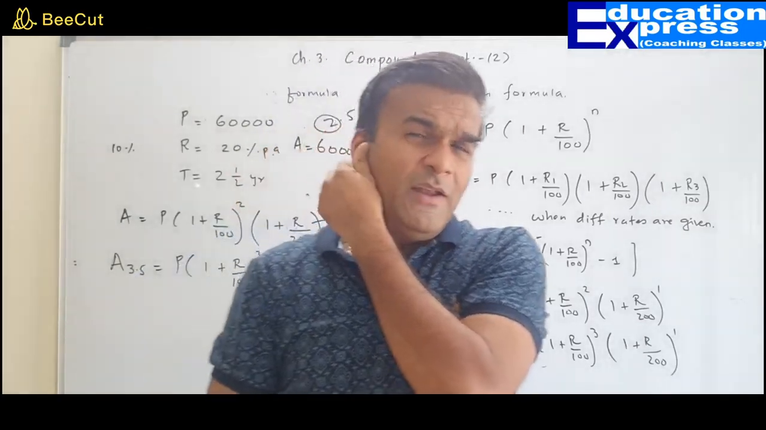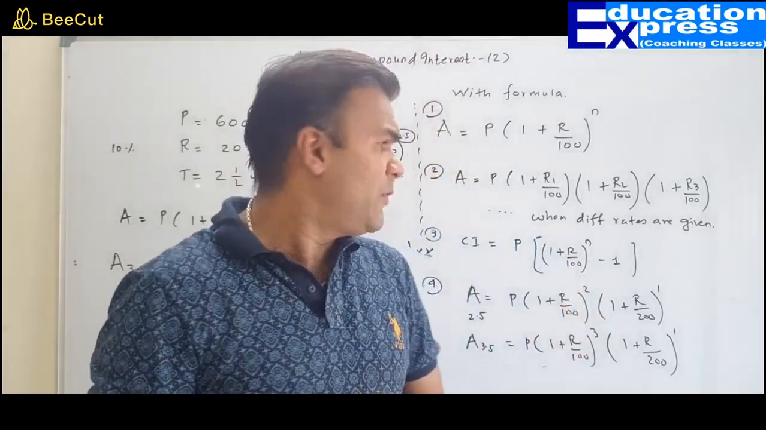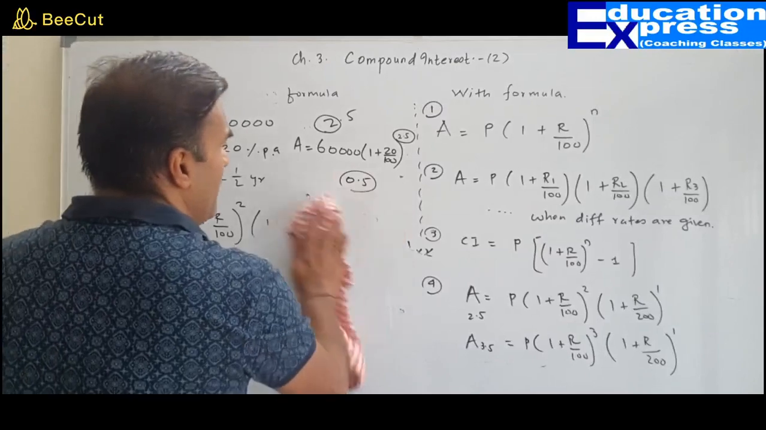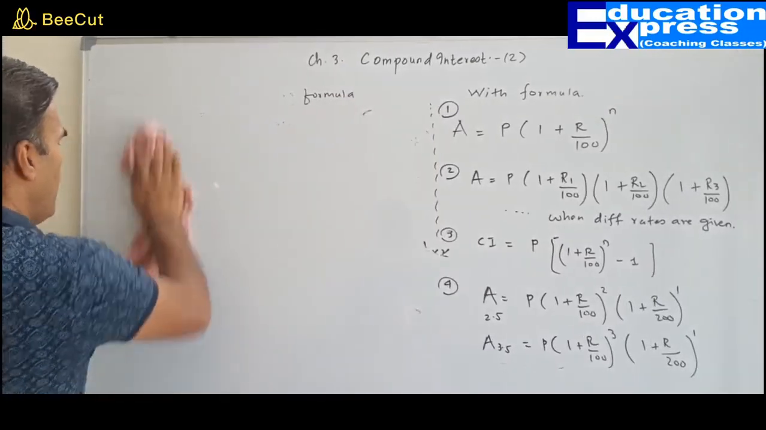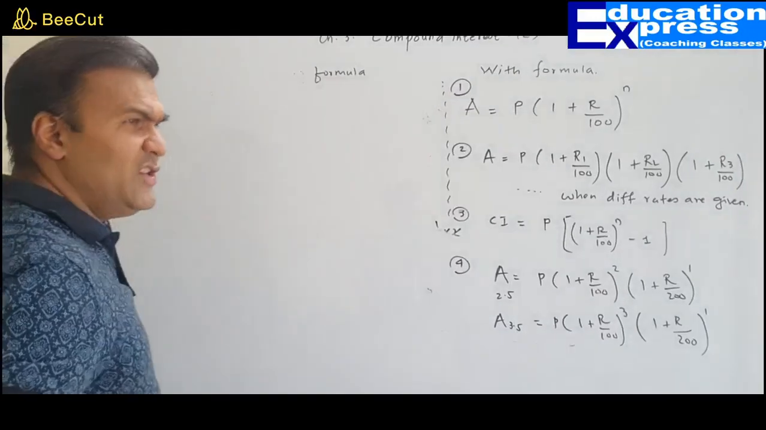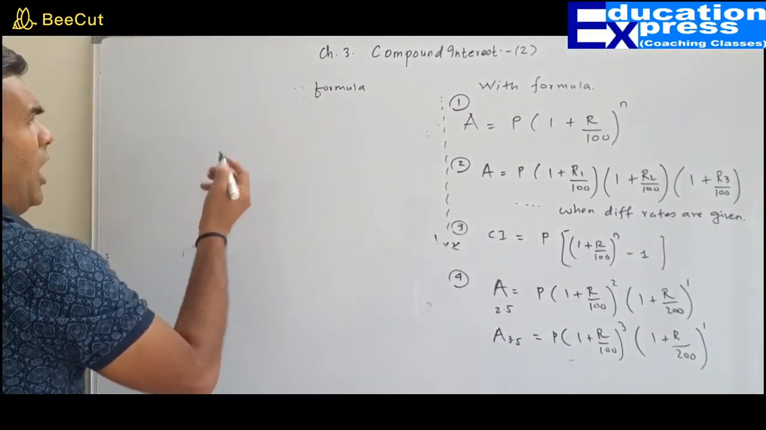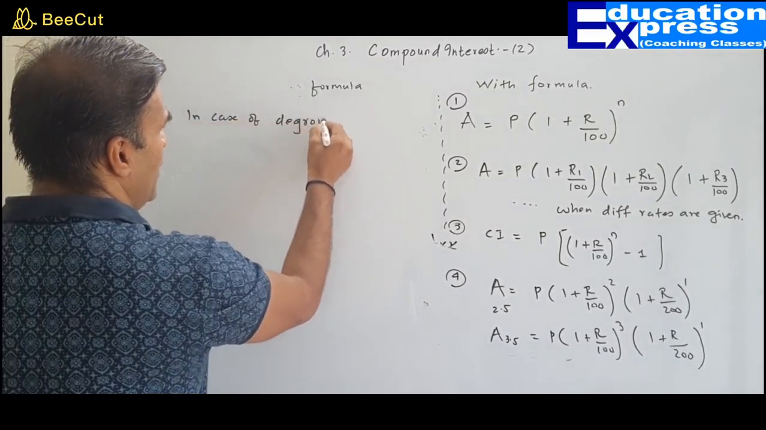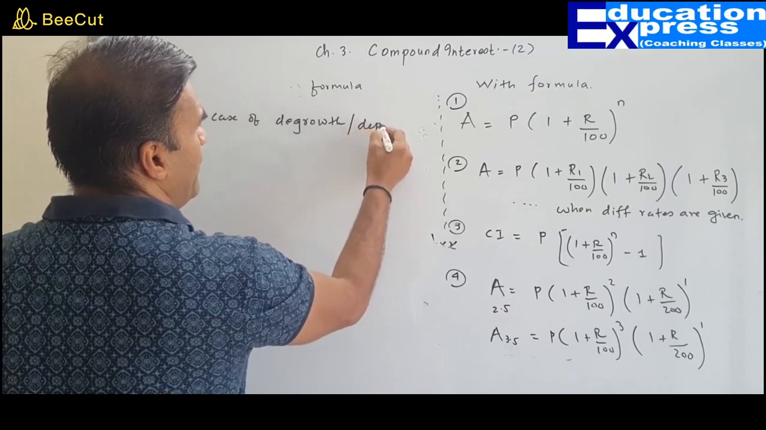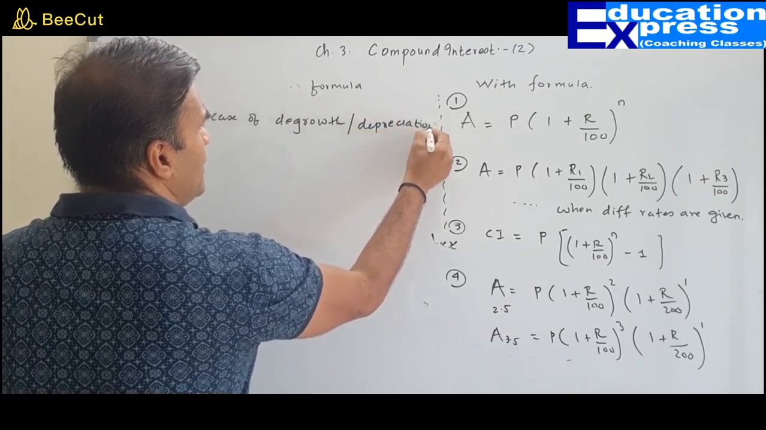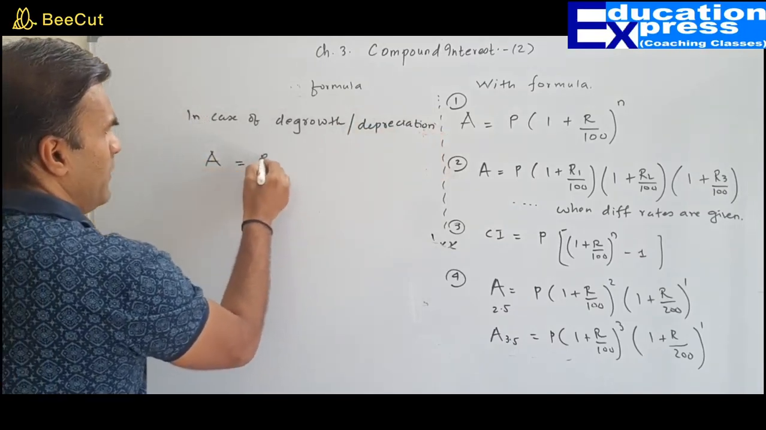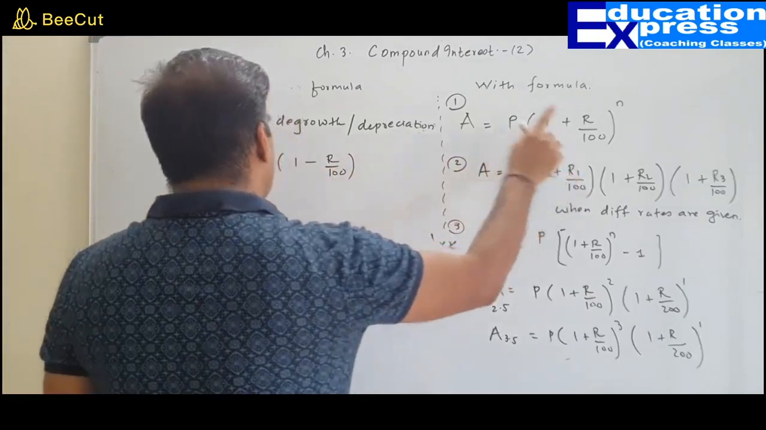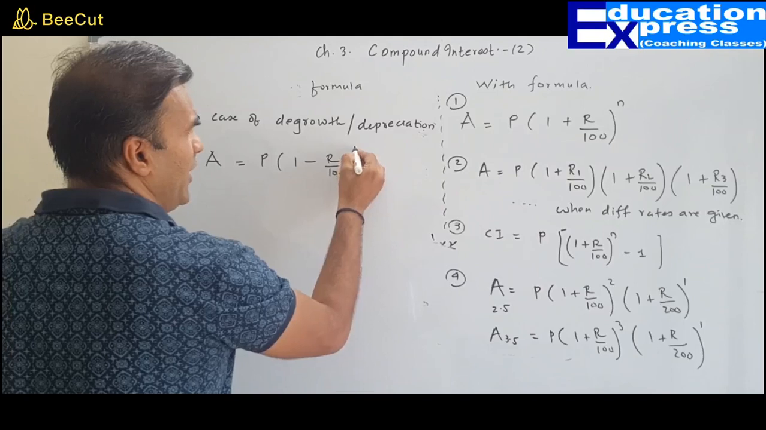The same thing can be done by adopting the formula method also. So in case we are having any issue with depreciation, then with the help of the following formula, you can even solve questions based on depreciation. How does it go? In case of degrowth, degrowth meaning negative growth, or depreciation, what will happen? Sir, A will be equal to P, 1 minus R upon 100. So instead of adopting 1 plus, we'll put 1 minus R upon 100 raised to N.